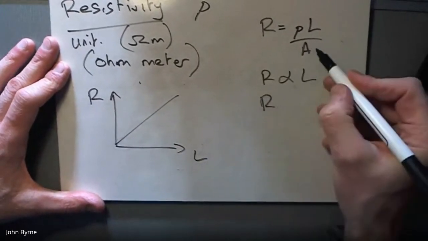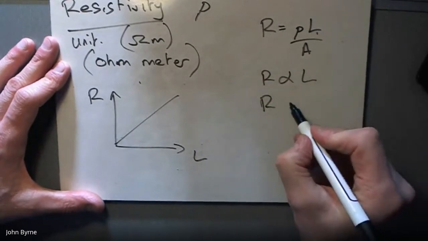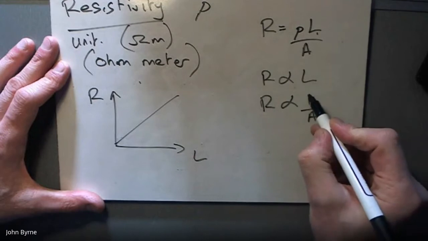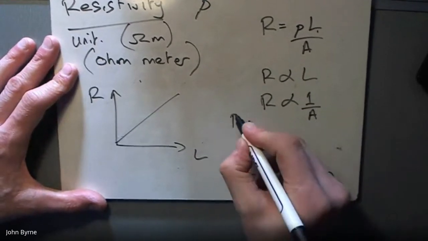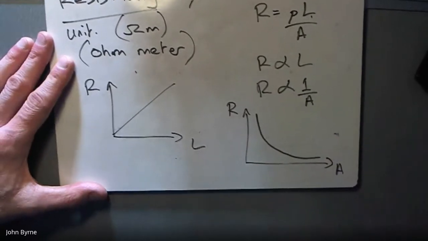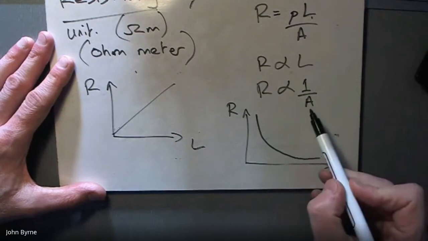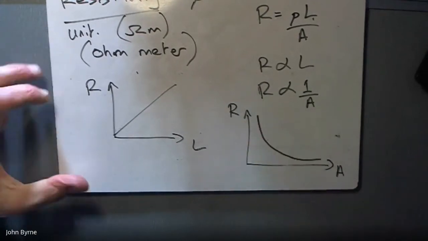We also look at that formula, if we kept the same length but changed the cross-sectional area, then resistance would be inversely proportional to the area. So if we had a graph of resistance against area, we would see that it looks a bit like that. So that's a graph of an inverse relationship. Perhaps not so steep as that, but something like that.